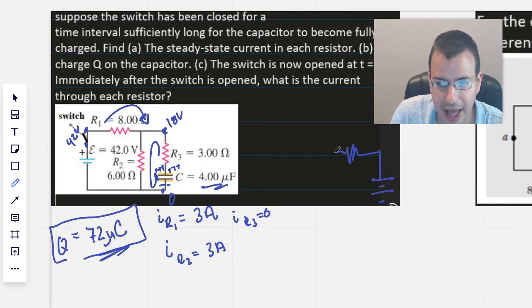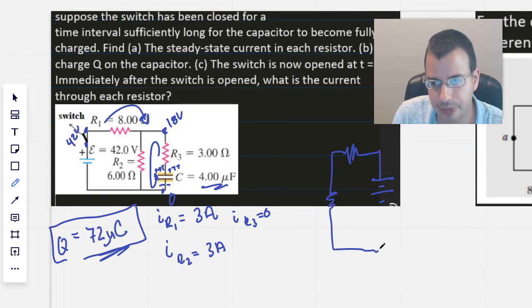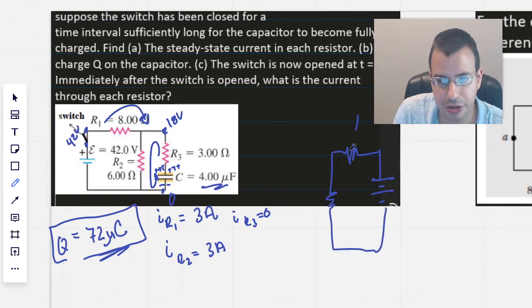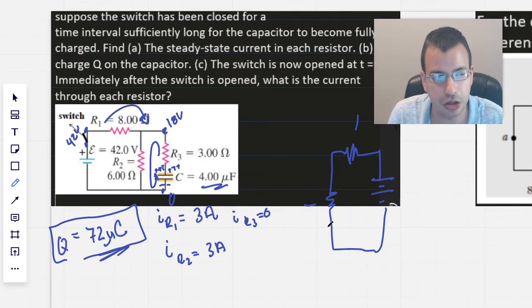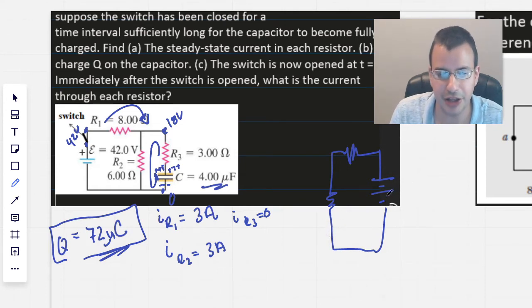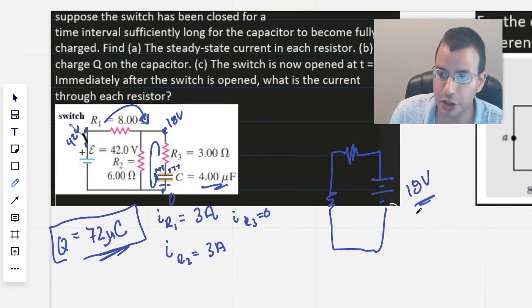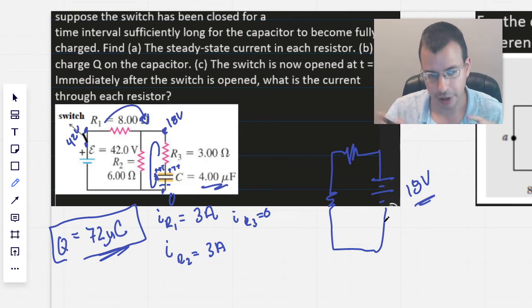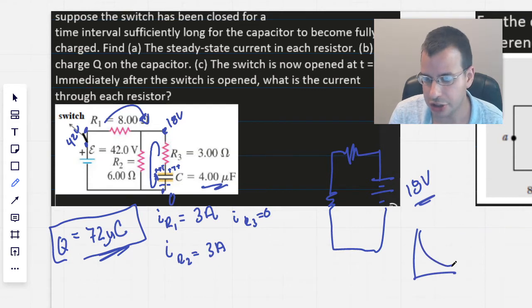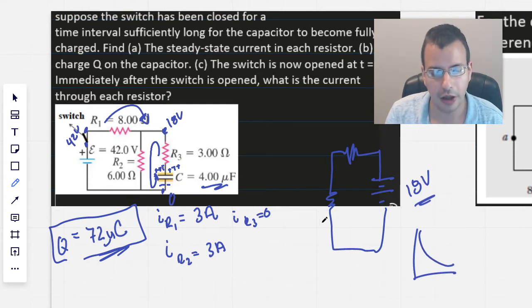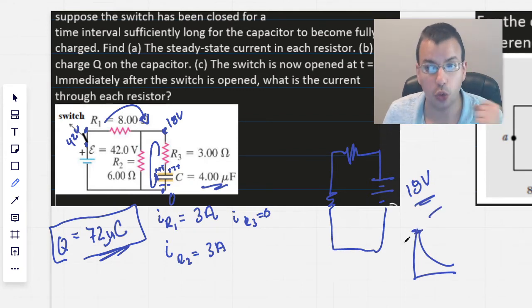So I'm going to redraw this picture as this. This is our 3 ohm resistor right there. That's our 6 ohm resistor right there. And this is a capacitor, which will act as a battery that has the exact charge it had across it right before the switch was opened. Granted, as time goes on, the charge will decline and so will the voltage difference across the capacitor, but at time t equals 0, you have the maximum of 18 volts that you have right before the switch is opened.